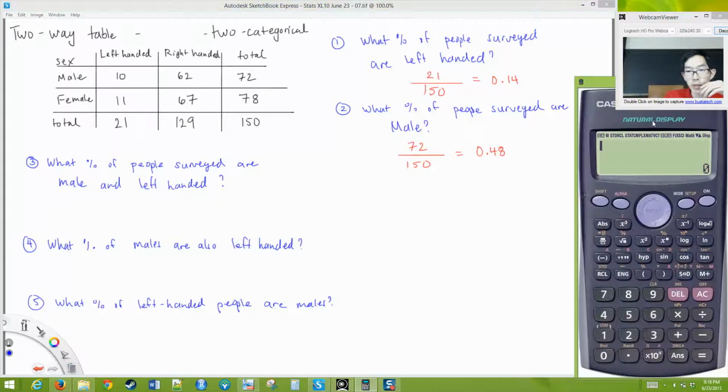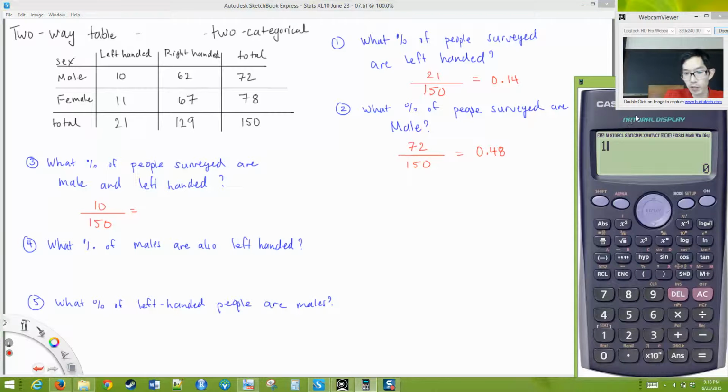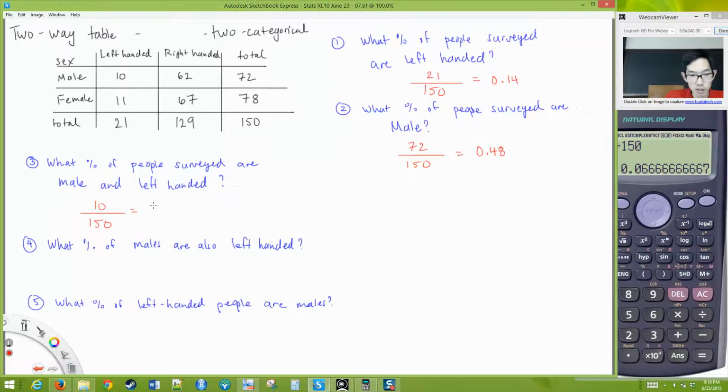Okay, so what are the answers here? What percentage of people surveyed are male and left-handed? How many people did we survey total? 150. And how many people are male and left-handed? So I'm going to do 10 divided by 150, and I get 0.066666. So I'd write 0.0667, okay? So that would become 6.67%. I guess I should have turned these into percentages.